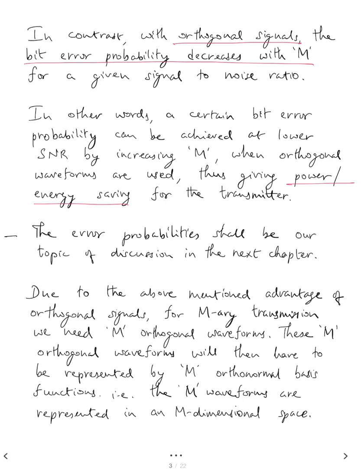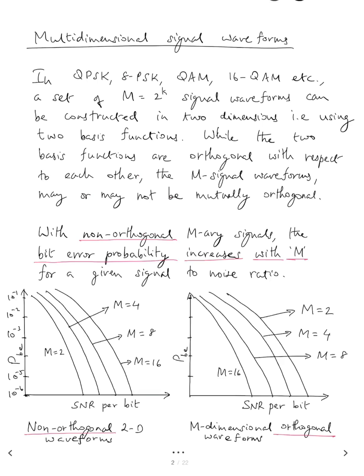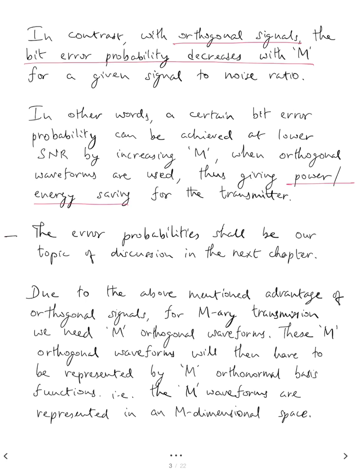That way we could have M signals which are all orthogonal to each other, because all the signals lie on the axis and all the axes are mutually orthogonal to each other. So because of the error probability advantage we have seen here from a comparison of these diagrams, it makes sense that we use orthogonal waveforms for our transmission. So the question now is how to generate such orthogonal waveforms.